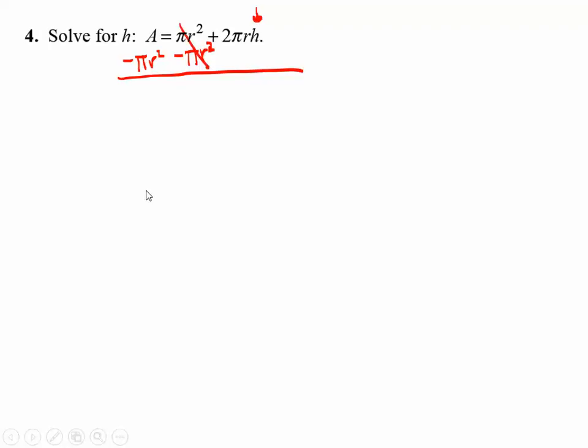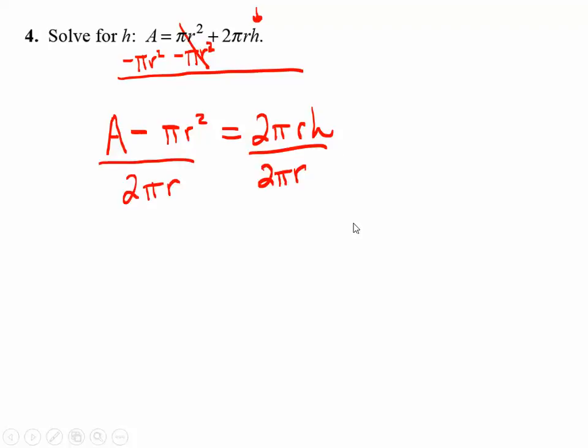So let's see what I got here. That cancels, right? So I got a minus pi r squared equal to 2 pi r h. Good there? Hopefully so far so good. Okay, so notice now, the 2 and the pi and the r, all these guys are actually multiplying the h. Right? They're all multipliers. There's no addition here, there's no subtraction here. So here's what we're going to do. To get rid of them, we're going to divide both sides by the 2, both sides by the pi, both sides by the r, and those will cancel the multiplication.